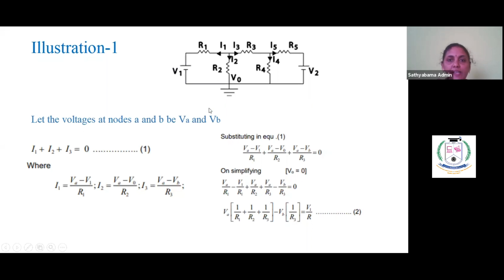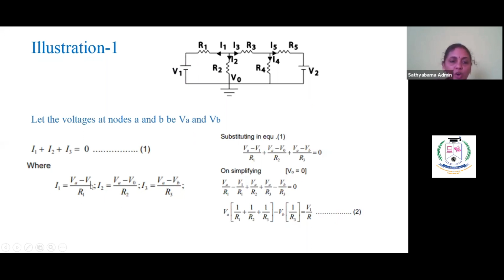Next, coming to I2. Now I2 is VA minus V0 by R2. V0 is the zero potential voltage, so whenever you are substituting the value for V naught, you will put it as 0. Now coming to the third one, you will write it as VA minus VB. Here it is the center branch connected between two nodes. So VA minus VB divided by R3. Okay, this is how we define the current.